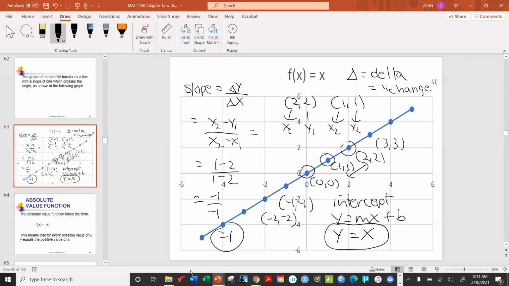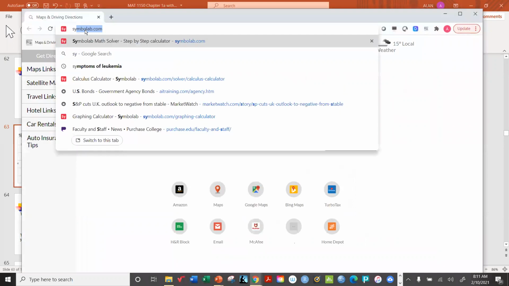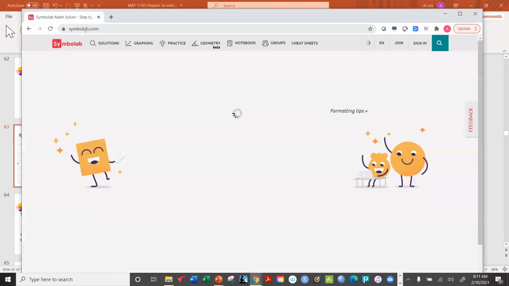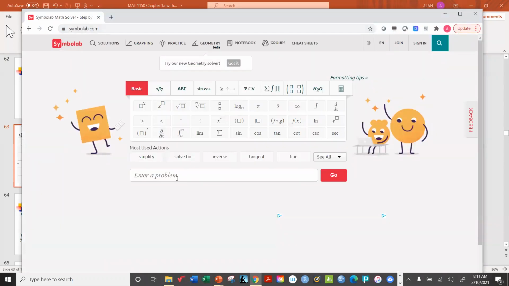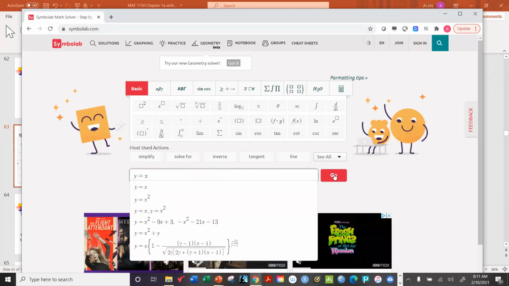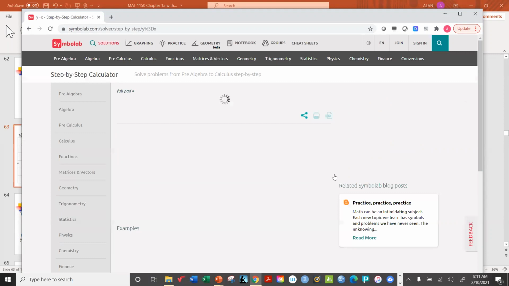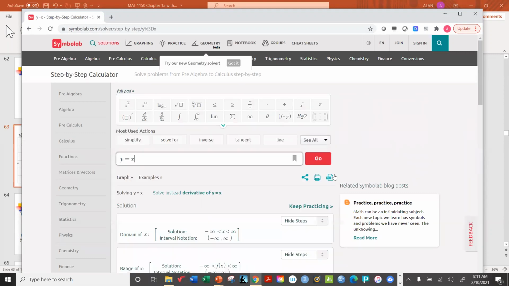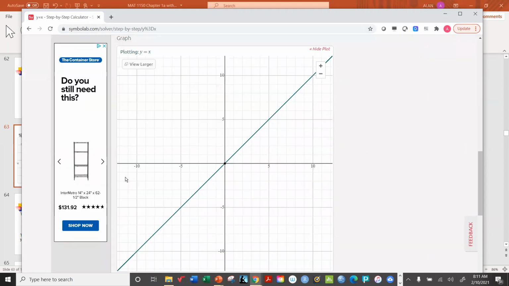Oh, by the way, I think I mentioned this last time. If you're having an issue visualizing what one of these functions look like, there's this really interesting website here called Symbolab. And the nice thing about Symbolab is it can do a lot of calculations for you, but it can also do graphs. Like if I wrote y equals x right here, it's going to come back and offer me the opportunity to create a graph. And it's just exactly what we did.